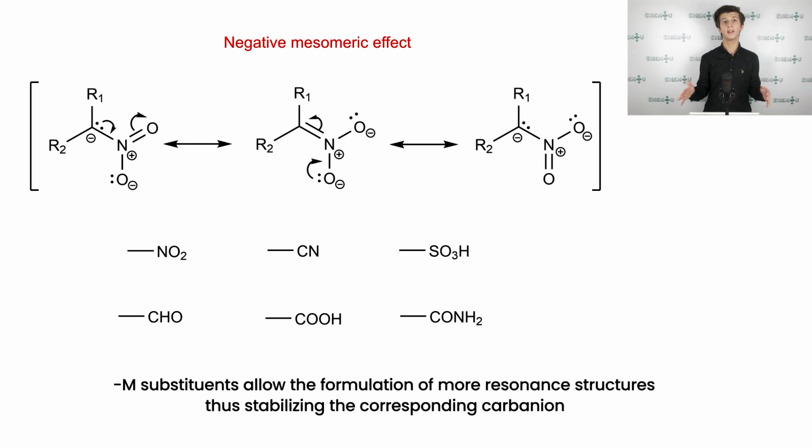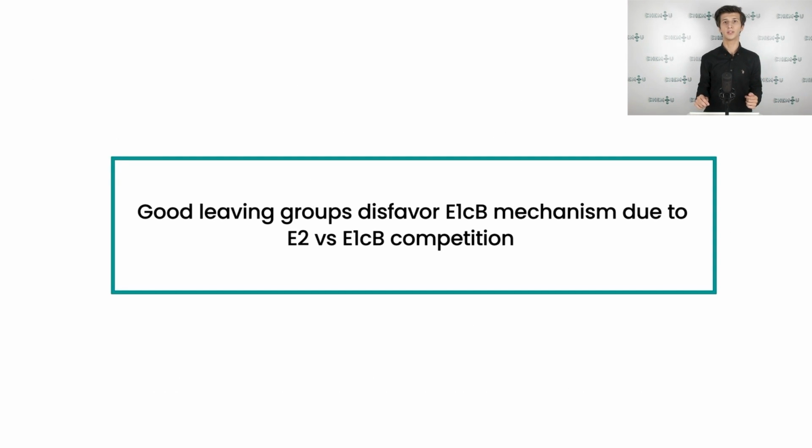Summing it up, electron withdrawing groups stabilize carbanion and thus favor the E1CB mechanism. If they are not present in the substrate structure, then elimination from the conjugate base does not happen. The last factor to discuss is leaving group ability. Previously, we have seen that better leaving groups favored both E1 and E2 mechanisms.